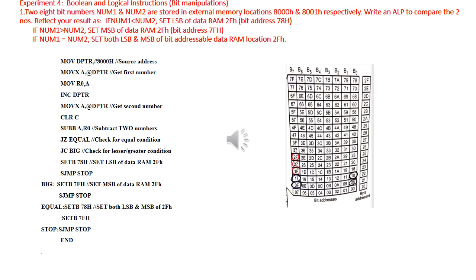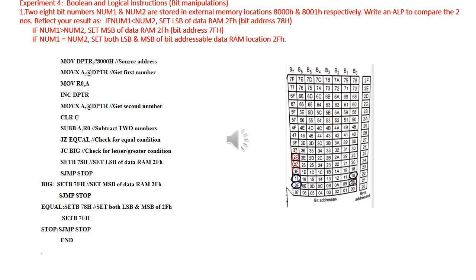After doing the subtraction operation, you are going to make use of the jump if zero, JZ. This jump on zero indicates whether the accumulator content is zero or not. So you are going to carry out the A minus R0 operation. After doing the subtraction, check whether the result is zero or not.